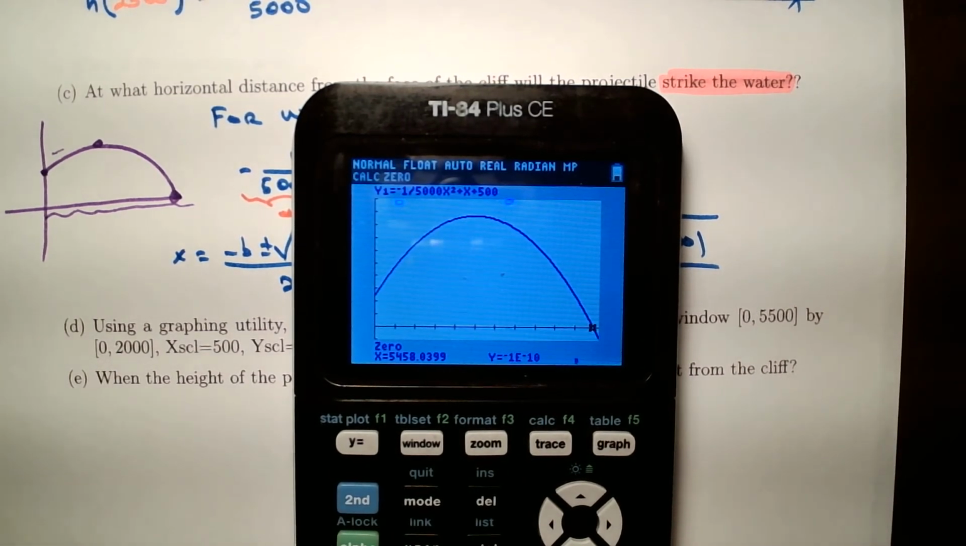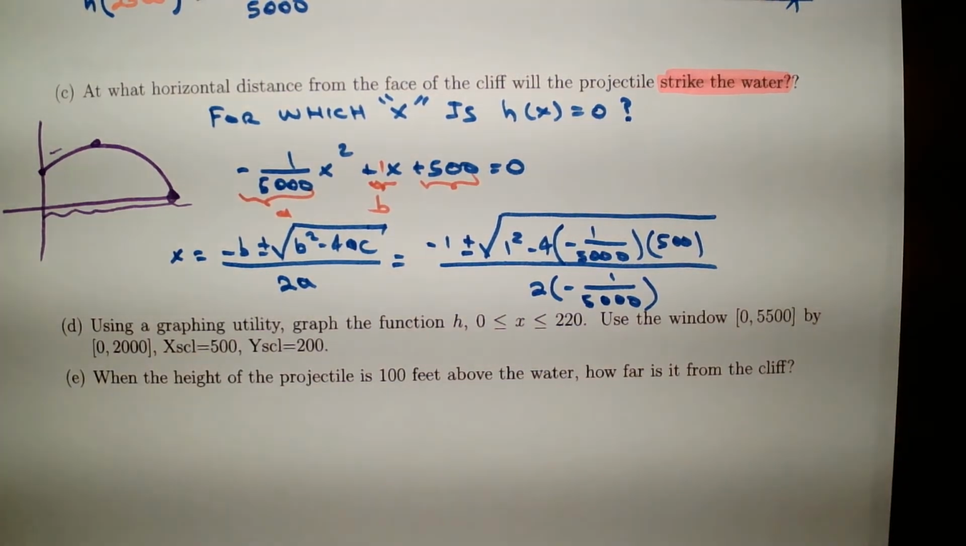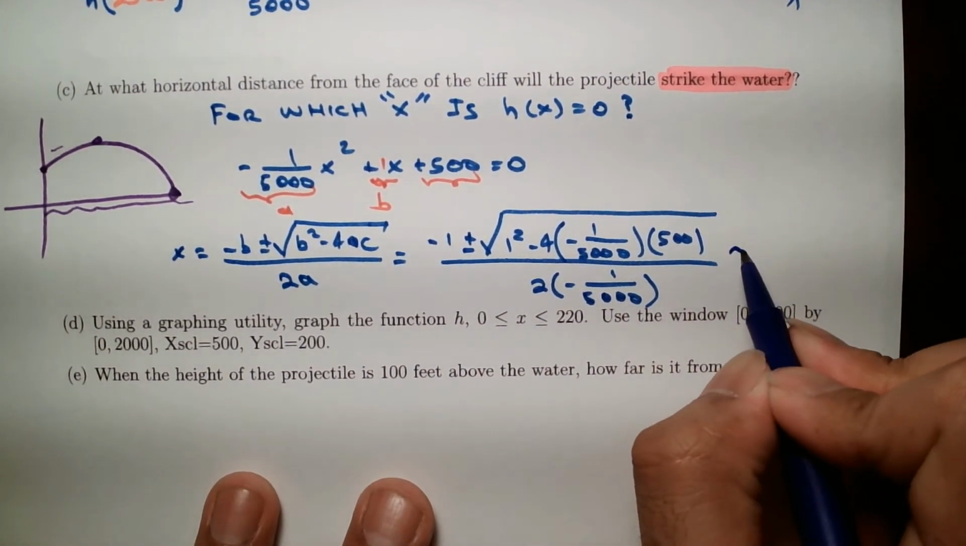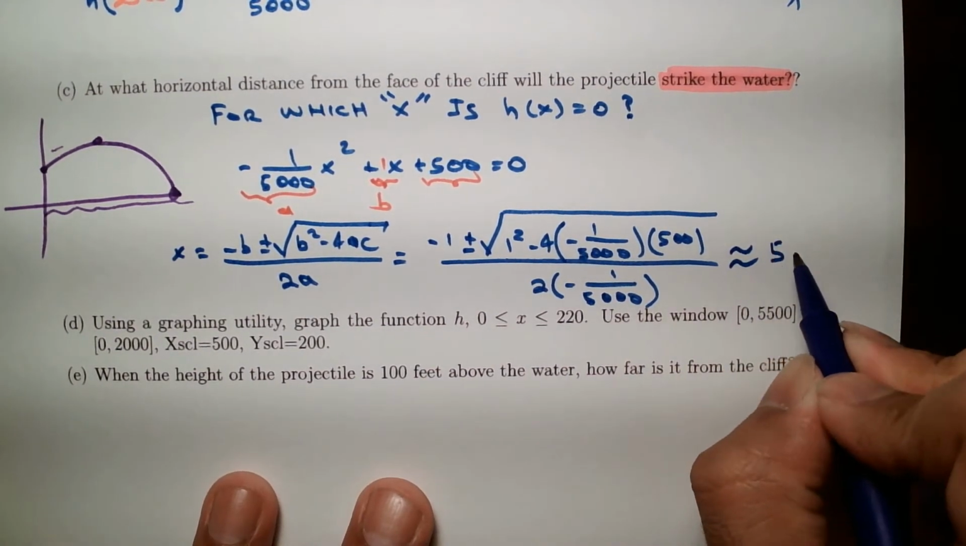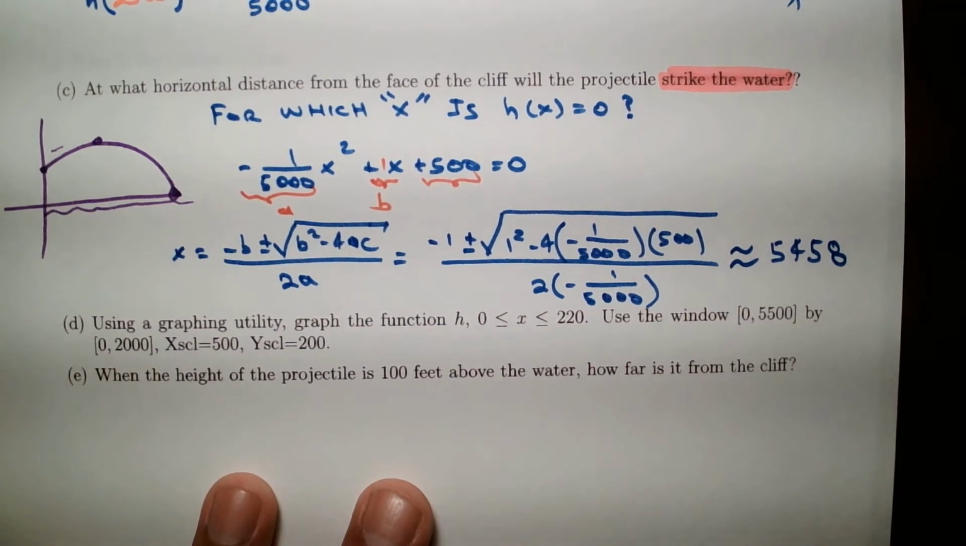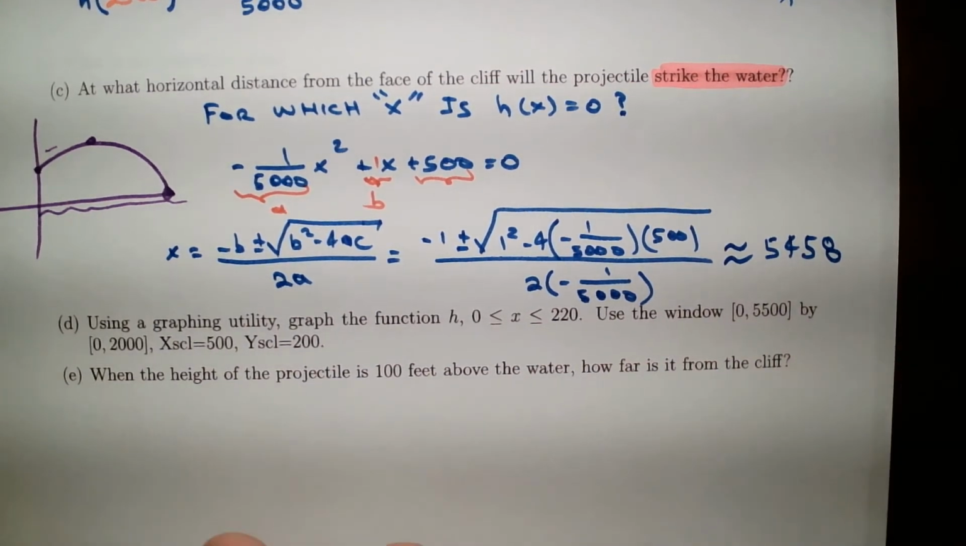And in this case the 0 is 500, 54, 58. All right, 54, 58. In this case, we're looking for an integer.